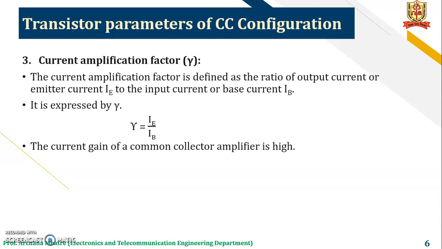Next parameter in CC configuration is the current amplification factor, which is denoted by gamma. The current amplification factor is defined as the ratio of output current or emitter current IE to the input current or base current IB. So gamma is the current amplification factor, expressed as the ratio of emitter current to the base current IB. The current gain of a common collector amplifier is high.